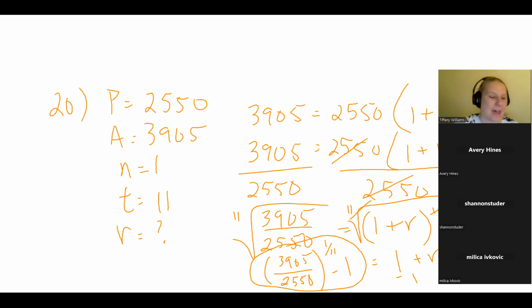So we're going to have 3905 divided by 2550. I'm going to raise that to the 1 divided by 11 simply because I don't know how to do an 11th root on Desmos and I don't feel like looking it up. And then from that, I'm going to subtract 1. So we get 0.03950248 and so on.